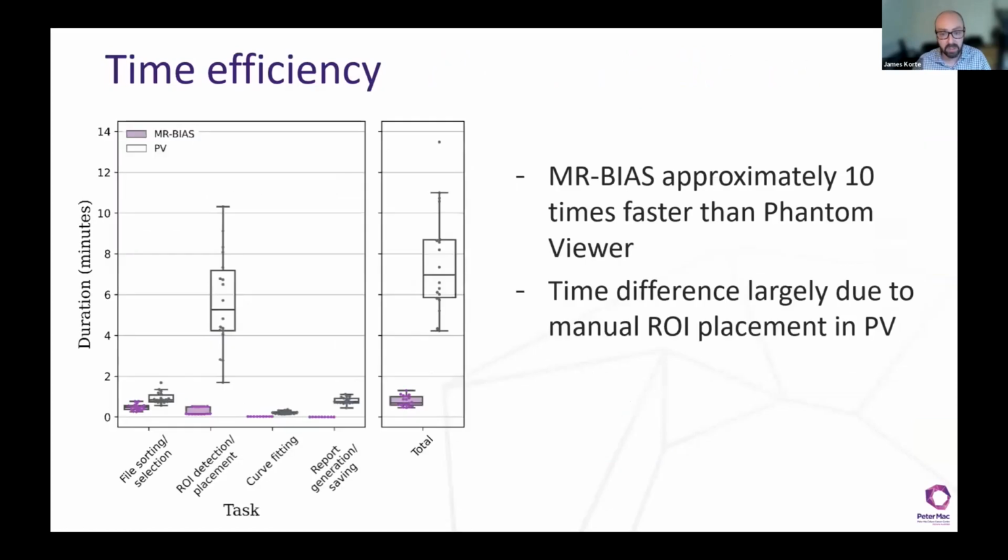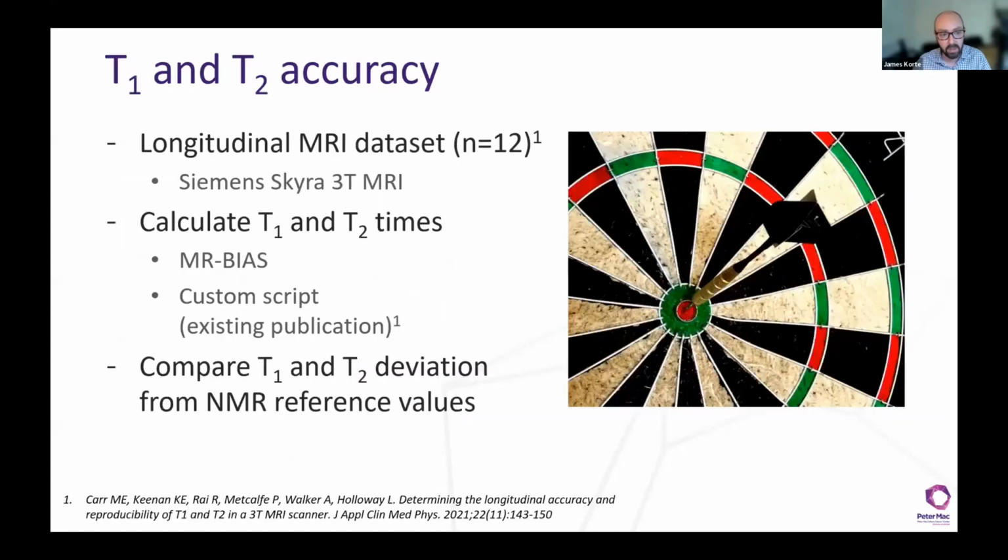For time efficiency, MR Bias was approximately 10 times faster. And as you can see in these plots, that time difference is really just coming from the time that it would take for the manual placement of these regions of interest. In this test, though, we actually had pre-sorted all the images into separate folders as well. So I would probably argue that you get an even bigger time speed-up by not having to do that yourself. So what about accuracy?